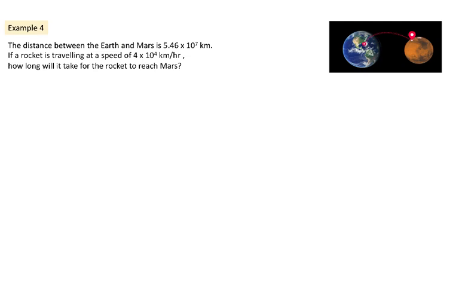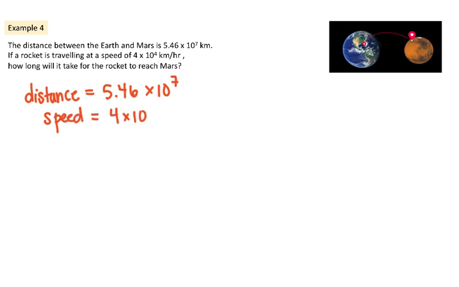Okay, last example, we've got the distance between Earth and Mars. Let's go ahead and write that. Distance between Earth and Mars, 5.46 times 10 to the 7. And we've got the speed that a rocket is going to travel, 4 times 10 to the 4. And how long will it take? So we want the time. Now I'm not sure if everyone remembers, but there's a relationship between distance, speed, and time. The distance traveled equals speed times time.